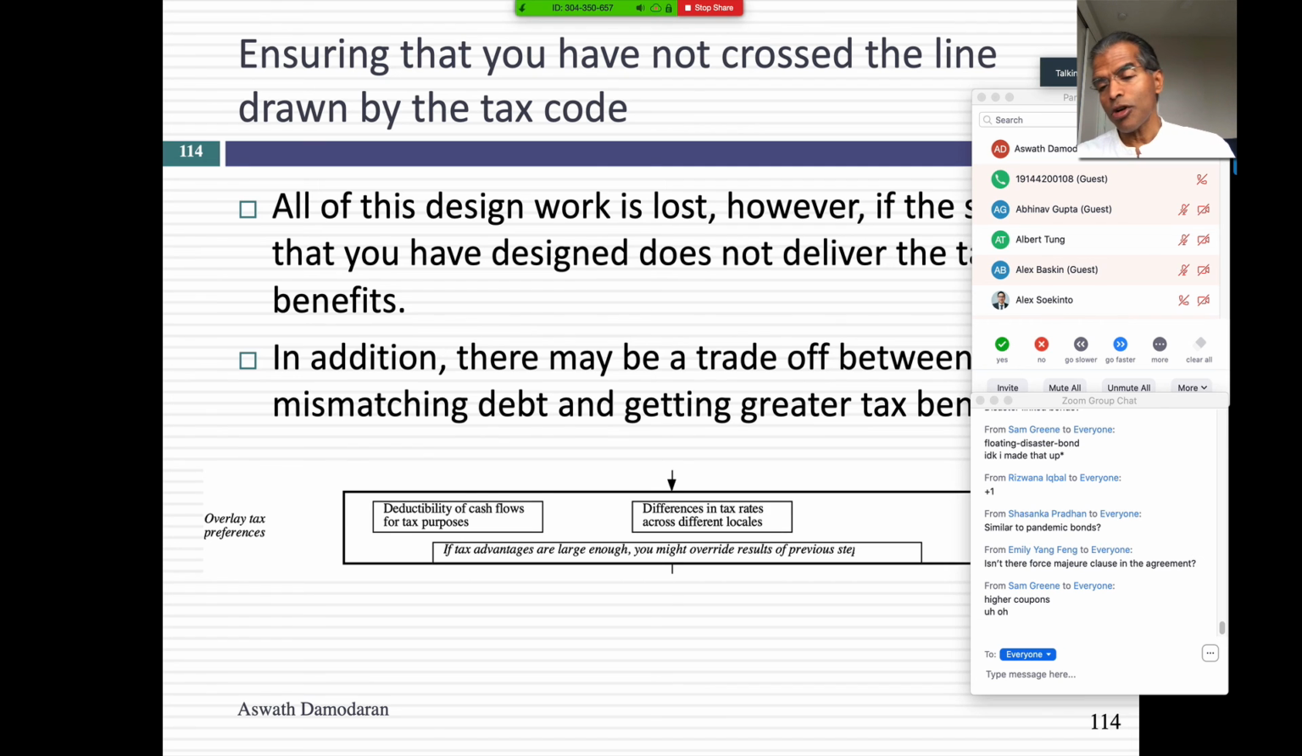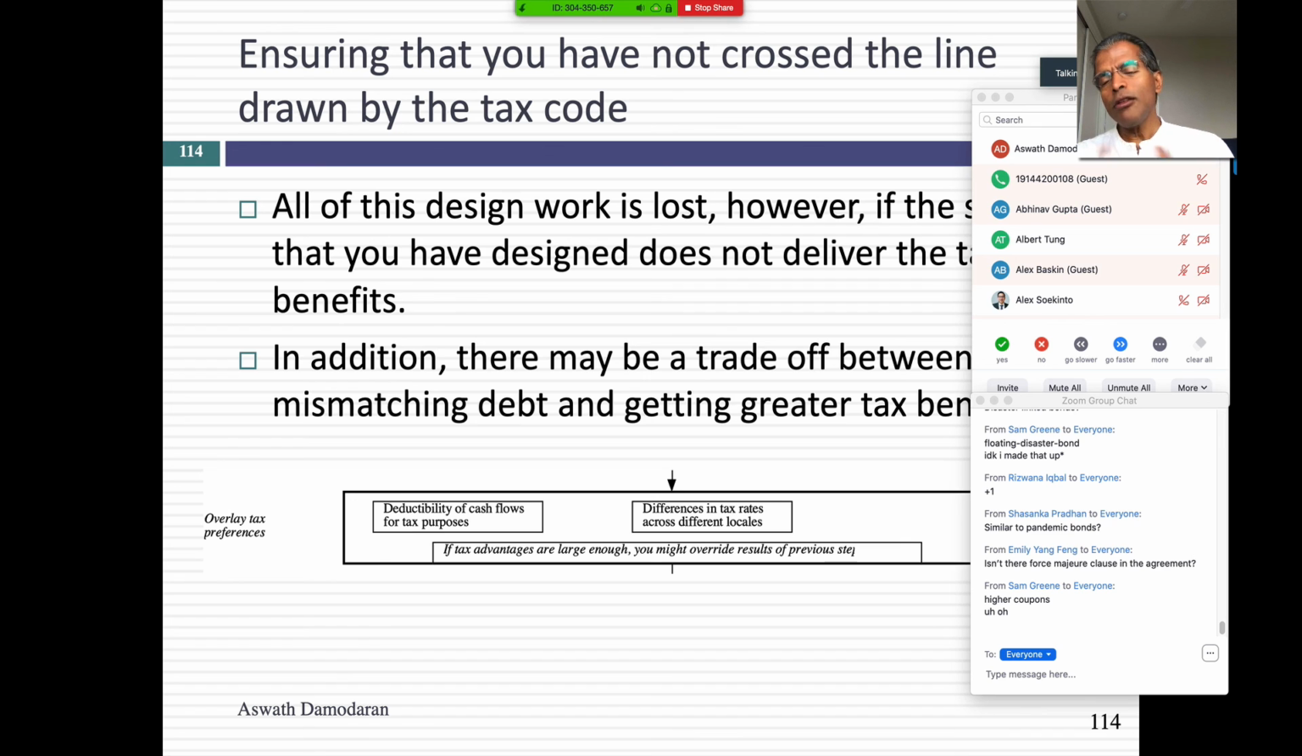And that'll vary across locales. You might have to finesse the bond to maximize your tax benefits. If you're a European company, for instance, issuing bonds, you want your bonds to be in Germany, not in Ireland, to get your maximum tax benefit. So you're finessing the bond to make sure you're getting the maximum tax benefit.